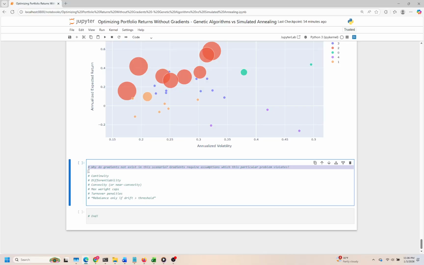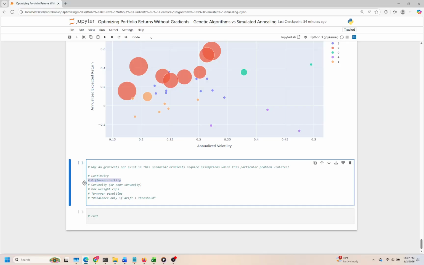First, we consider continuity, which means that small changes in input should result in small changes in output. If this condition isn't met, we could encounter sudden jumps in our results, making it impossible to define a clear gradient. Next is differentiability, where the function must be smooth enough to have a defined derivative at every point of interest. If there are discontinuities or sharp transitions, we run into similar issues.